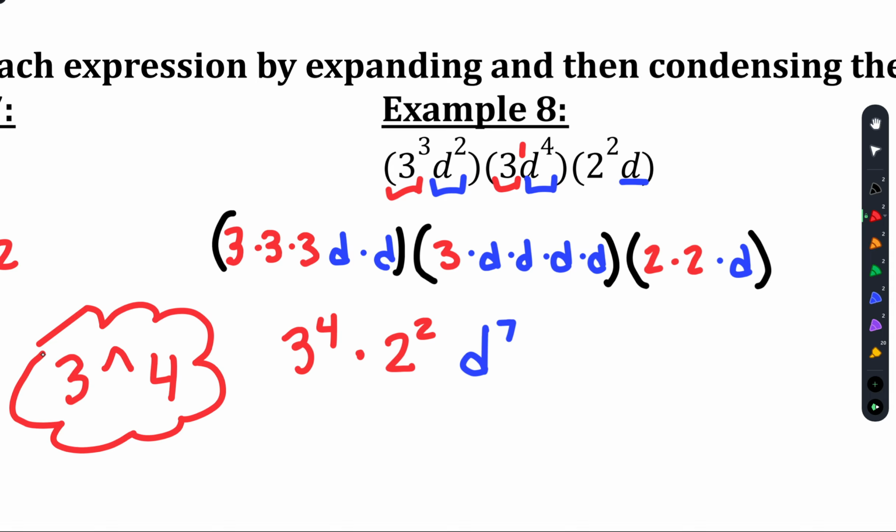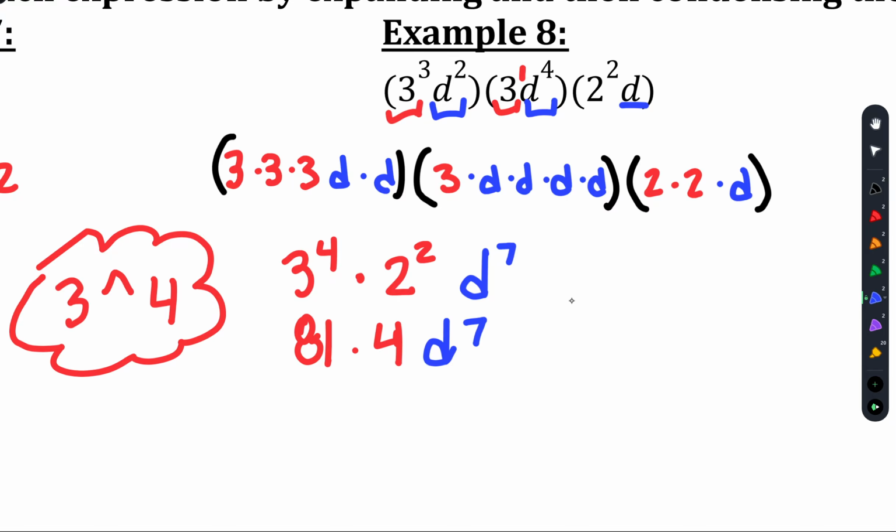Okay, so let's do 3 to the 4th power. Yeah. So what did I just press? This YX one. Okay, so 3 to the 4th is 81. 2 to the 2nd is 4. And then D to the 7th. And we're just going to simplify this one more time by multiplying 81 times 4 to get, I believe, 324.